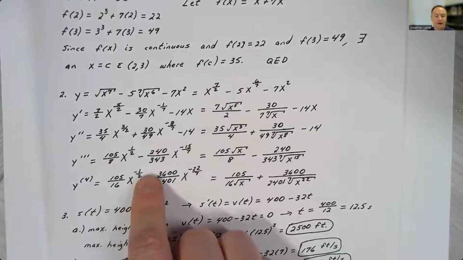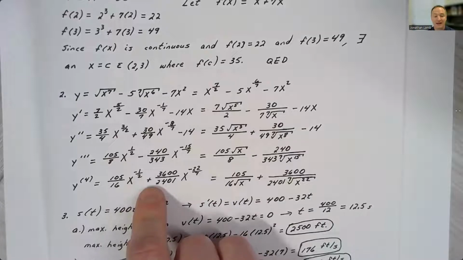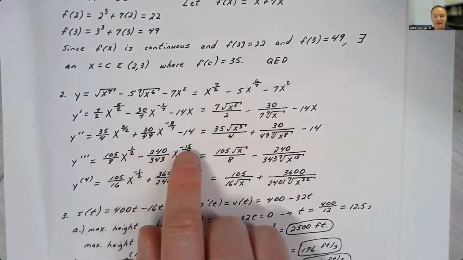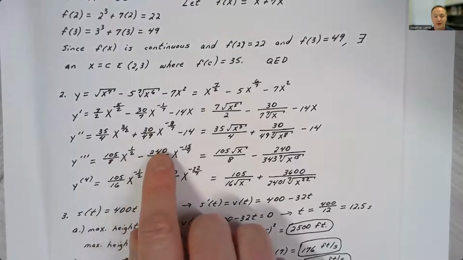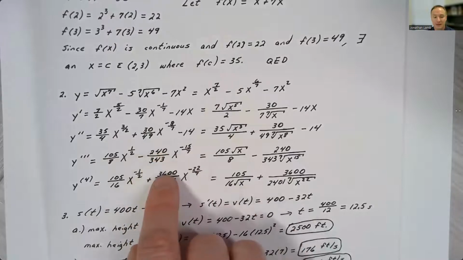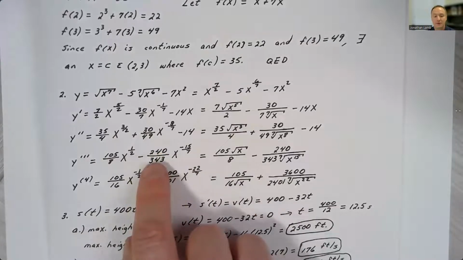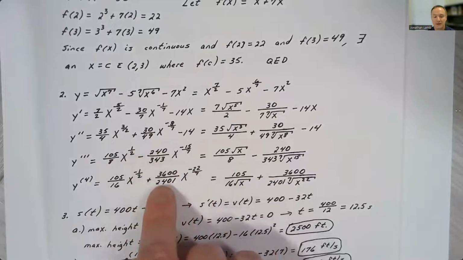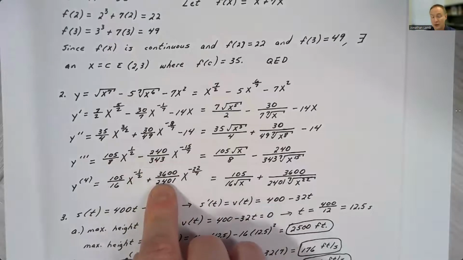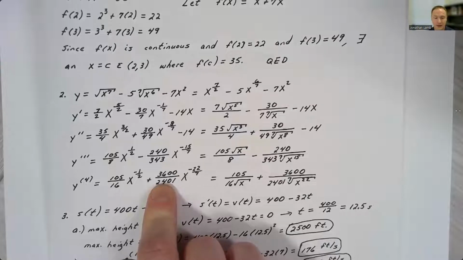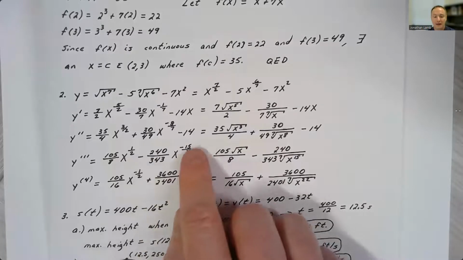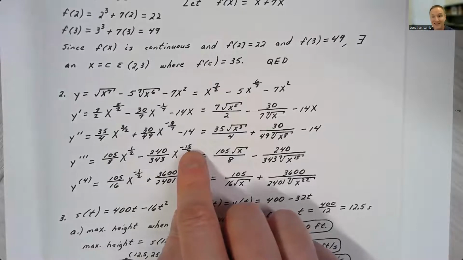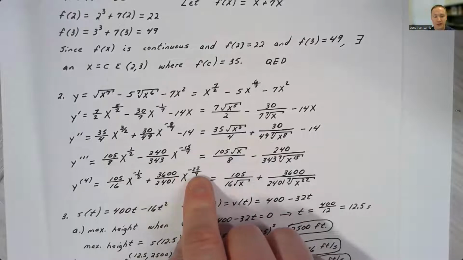Then I can say, okay, first term's done. Second term, you'll have a negative times a negative is a positive. 240 times 15 is 3,600. 343 times 7 is 2,401. So I get the coefficient out front, and that coefficient doesn't reduce, so I'll just leave it like that. The exponent becomes negative 15 over 7 minus 7 over 7. That's negative 22 over 7 power.